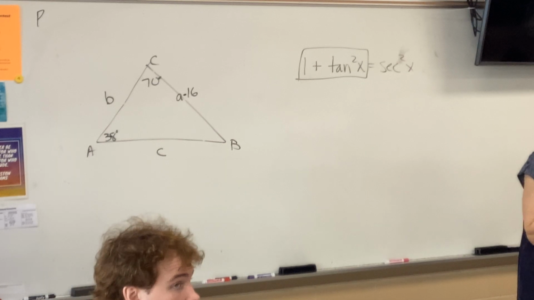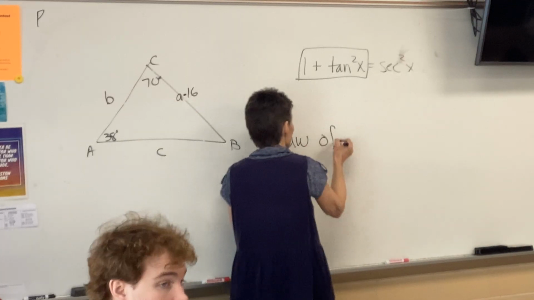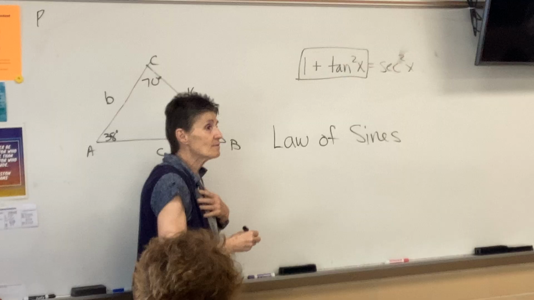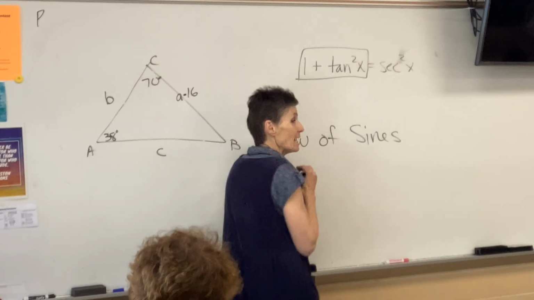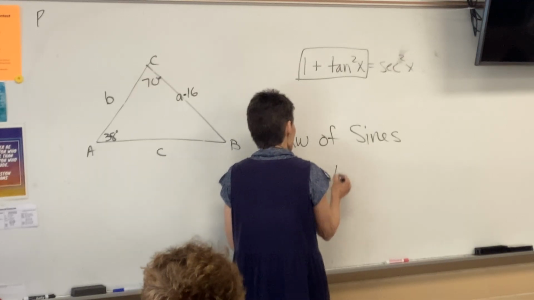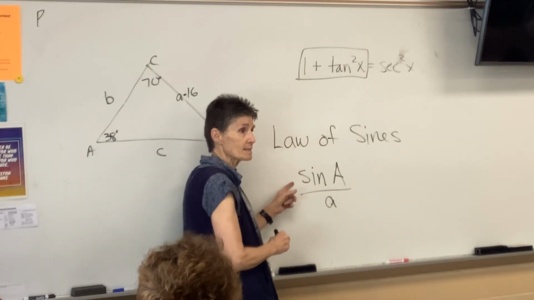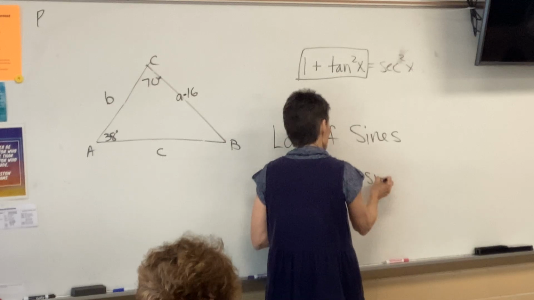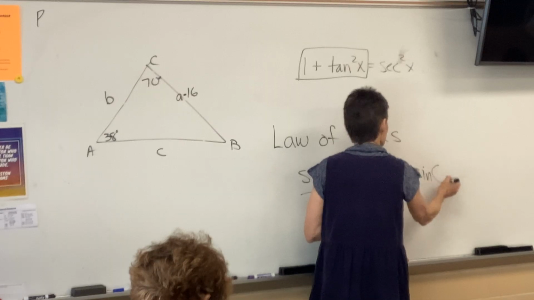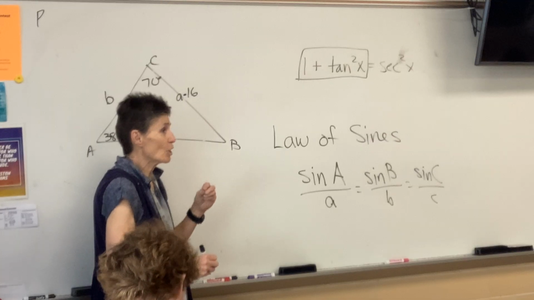Luckily for us, there's a handy dandy law. It's called the law of sines. Write it down. We're not gonna have time to even use it today, but write it down. The law of sines says in every triangle in the whole wide world, the sine of angle A over side A, that fraction, sine of angle A over side A, equals sine B over B equals sine C over C. So the law of sines is just a proportion.